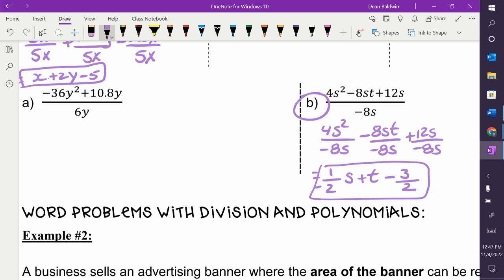Okay? So when you're dividing, this denominator goes to every term, and then you just simplify using your exponent rules, essentially. All right? Your questions are 256, 16, 18A, and 21, please.